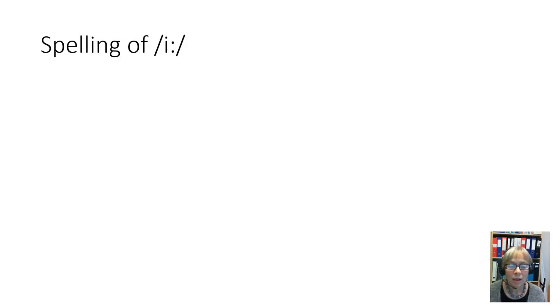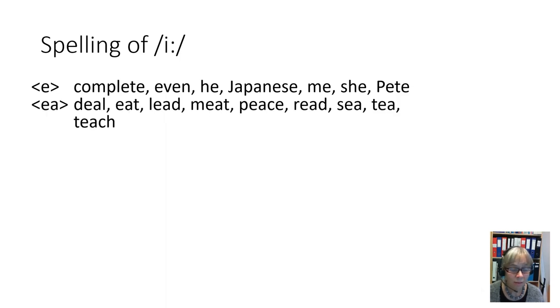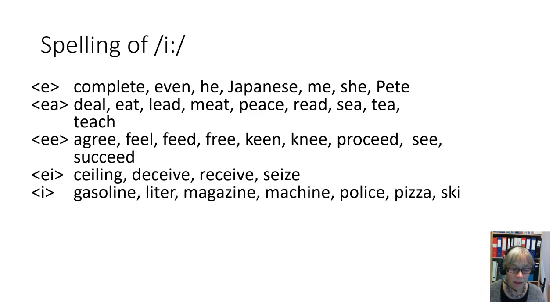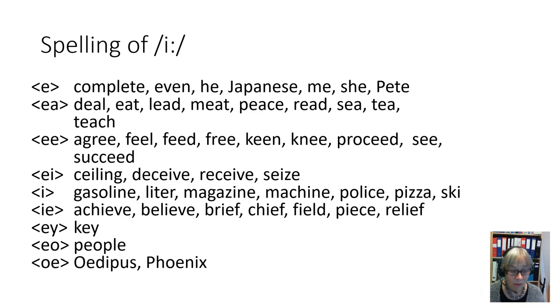The long E can be spelled in a number of different ways, and this indicates why it's very useful to know the phonemic symbols. Some words are spelled with E: complete, even, Japanese, etc. You have EA, as in deal, eat, lead. Double E, as in agree, feel, feed. EI, as in ceiling, deceive, receive. I, as in gasoline, liter, magazine. IE, as in achieve, believe. EY, as in key. EO, as in people. And even OE, as in Oedipus, phoenix.